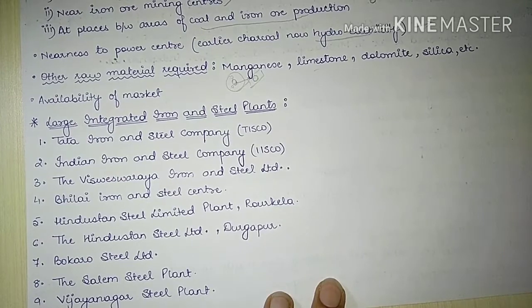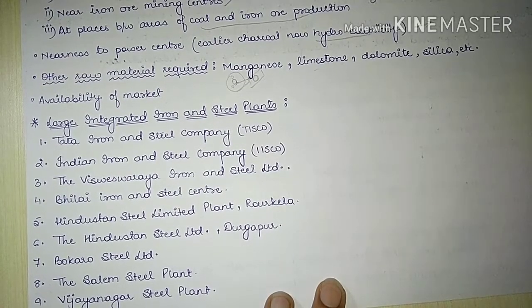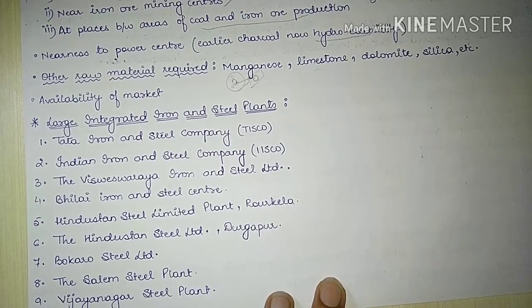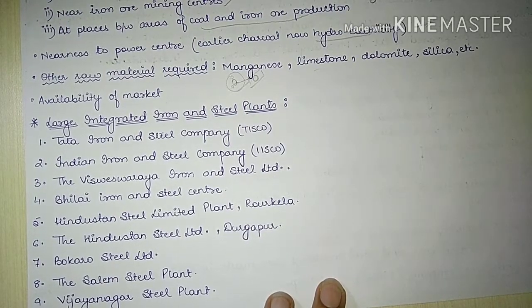Now here we have high grade hematite iron ore available. Coal is also available from Jharia and Raniganj. Manganese comes from the Joda mine. Then dolomite, limestone and fire clay are used as flux material and they are available in Sundargarh district of Odisha. Kolkata is located at a distance of 250 kilometers, which provides port facility. Then we have a sufficient amount of water which is required for cooling purposes.